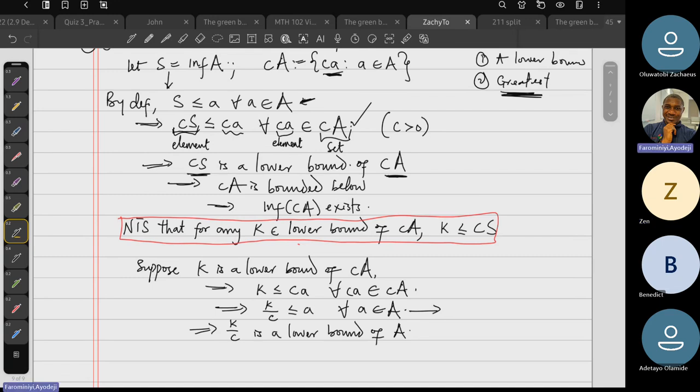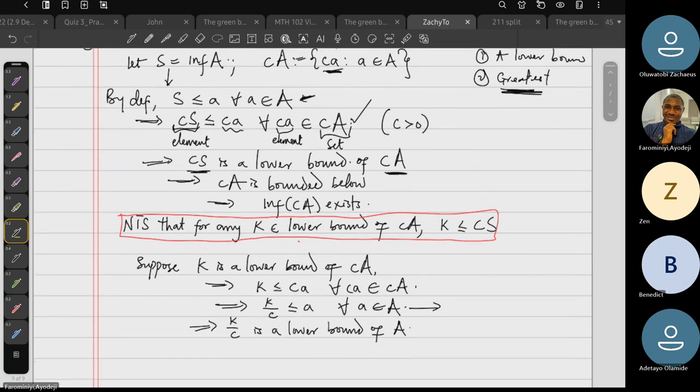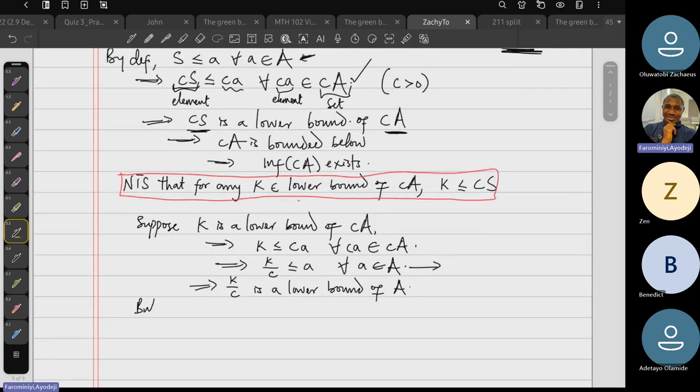But we know the infimum of A exists. We know the greatest of the lower bounds of A. Since S is the infimum of A, and you know the meaning of infimum, the greatest of the lower bounds, it must be that K over C is less than or equal to S, right?